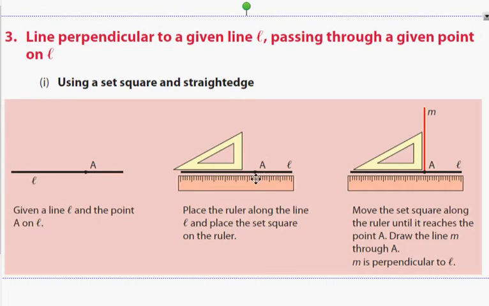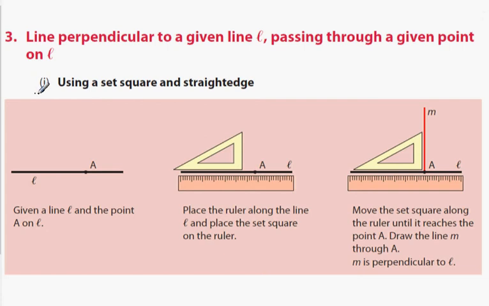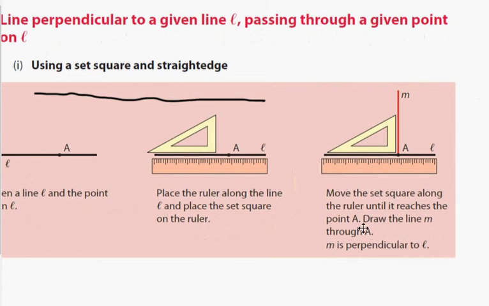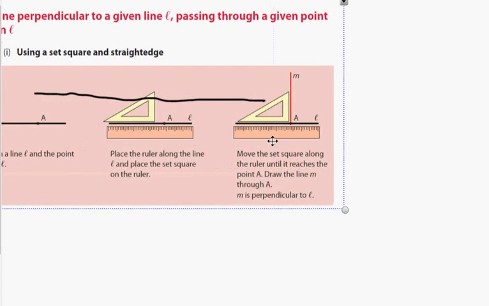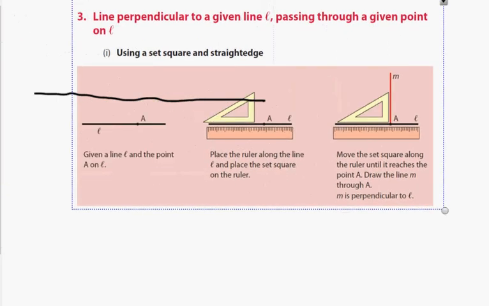Okay. The line perpendicular to a given line L, passing through a given point on L. Please read the fine print here. Using a set square and a straight edge. Sometimes it will demand you use a compass. This time it doesn't. So if it doesn't demand what you use, you can use what you want. If it does demand what you use, you gotta do different techniques. So let me show you this, okay?